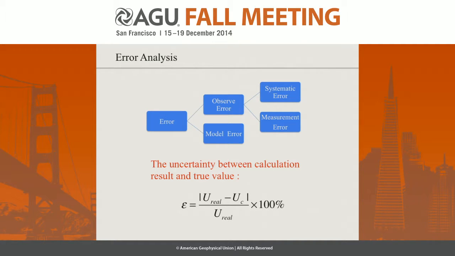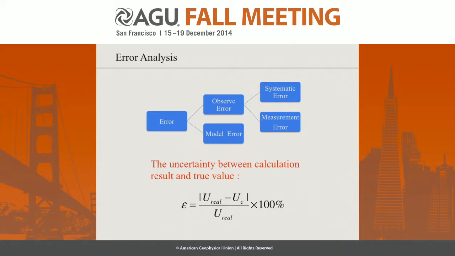So based on this test case, we do some error analysis here. Before we talk about the error analysis, I will talk about some general information about error. There are a lot of different types of error in the inversion model result. We have two major types here: observed error, which comes from the field data or input data, and the model error from the inversion model itself.